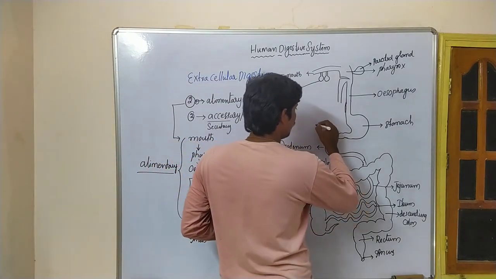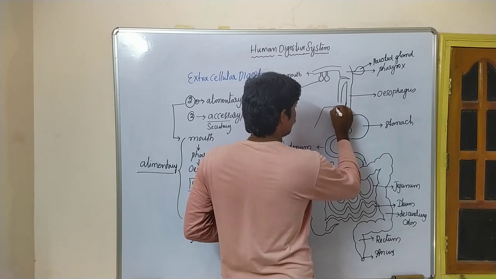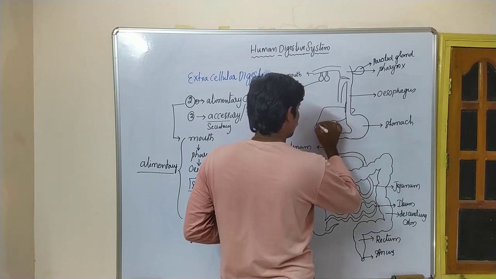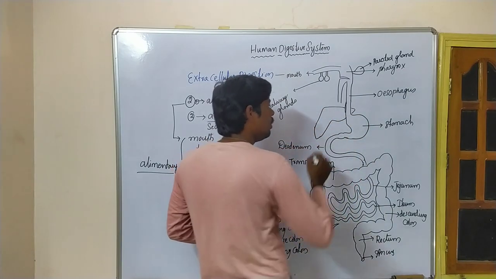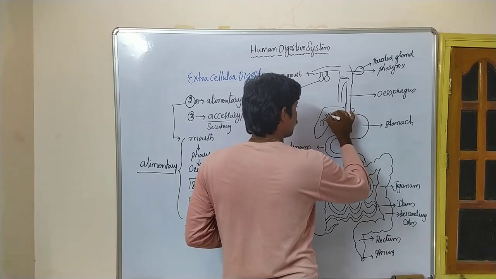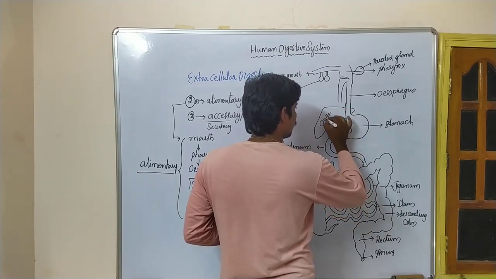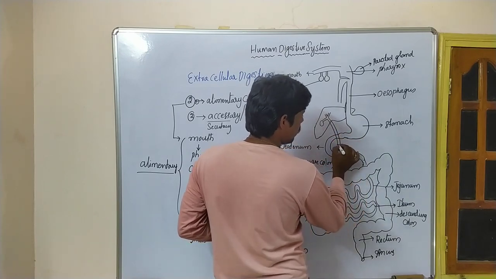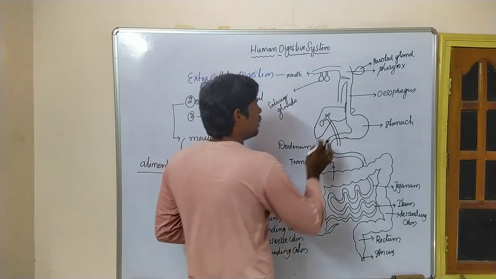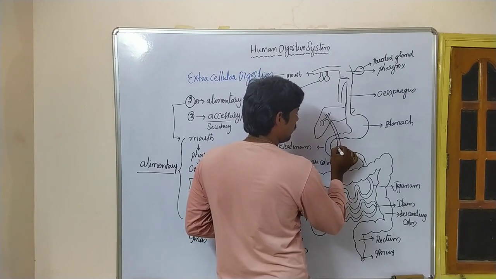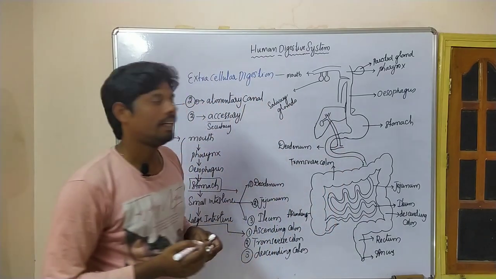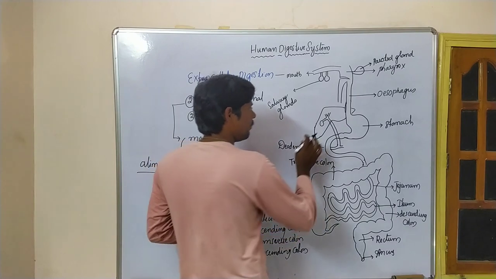Now coming to the liver, see, here is the liver present. The liver contains the gallbladder, connected with a duct-like structure that is called the bile duct. That bile duct opens into the duodenum of the small intestine. So see what happened.